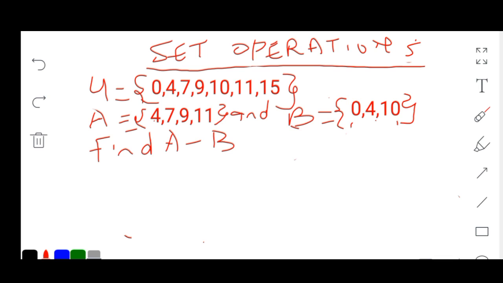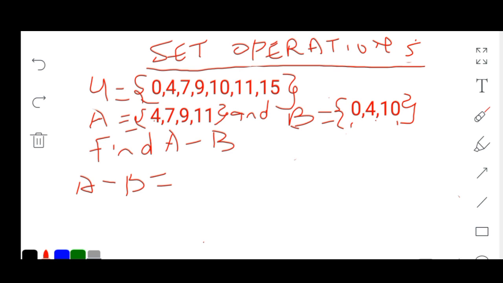Find A minus B. That's the difference of A and B. We talked about that one too. How do you get the difference of A and B? I told you, if you want to find the difference of A and B, it simply means elements in set A but not in set B. So what are the elements in set A that are not in set B?